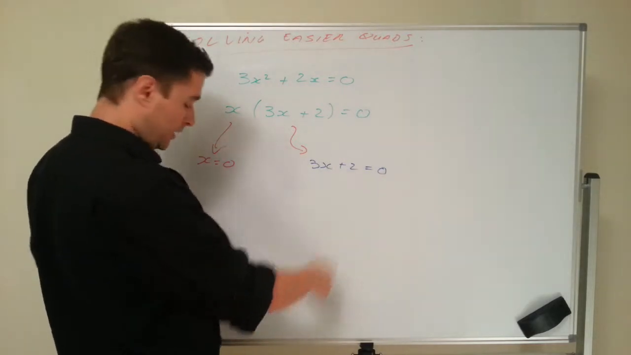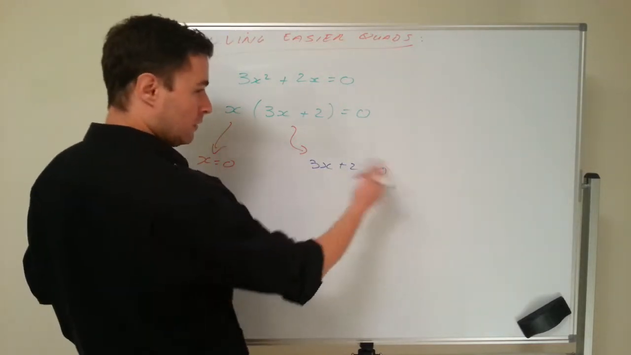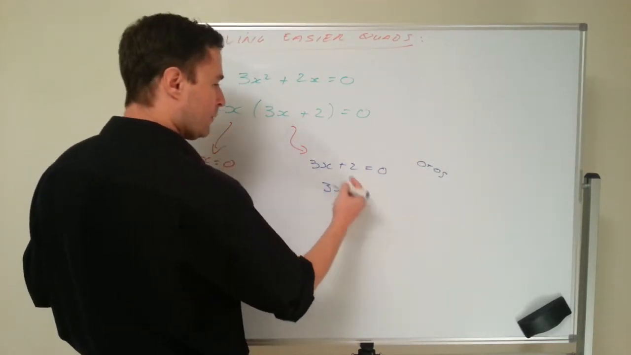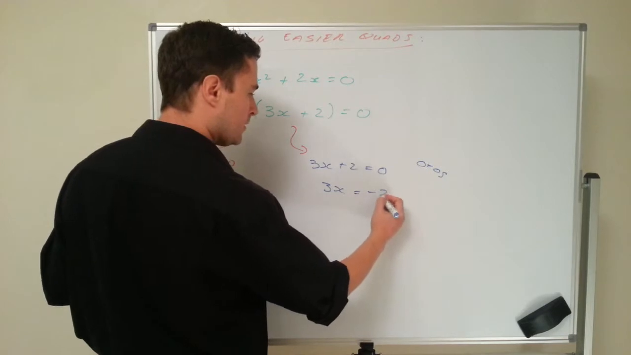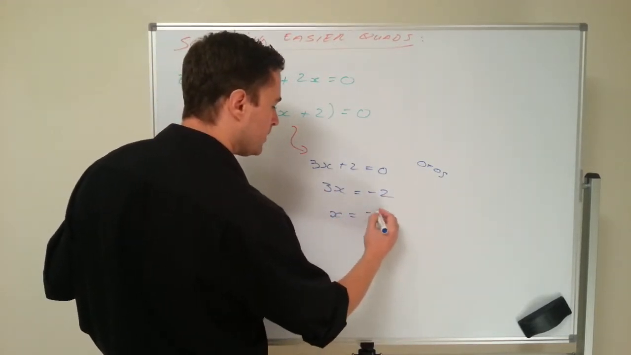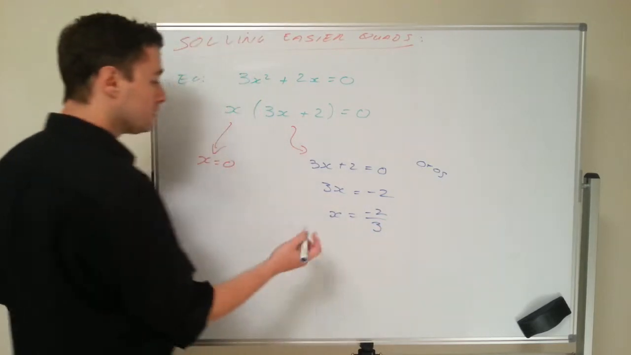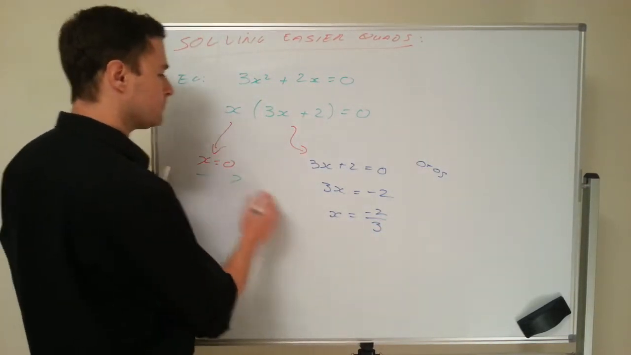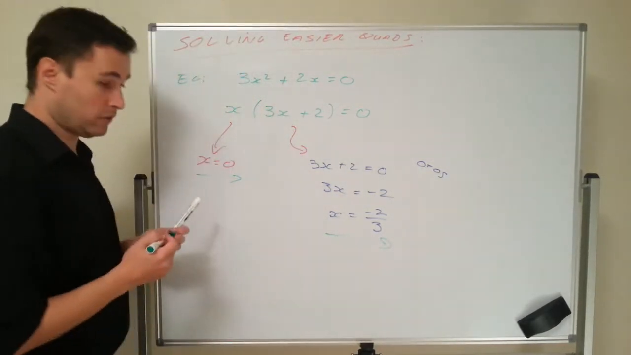Now I've got to work this one out. So I use OTOS to solve this, opposite to other side. 3x stays there, opposite of plus 2 is minus 2, opposite of times by 3 is divided by 3. x equals minus 2 divided by 3. So there's my two solutions. My two solutions are x equals 0 and x equals negative 2/3.